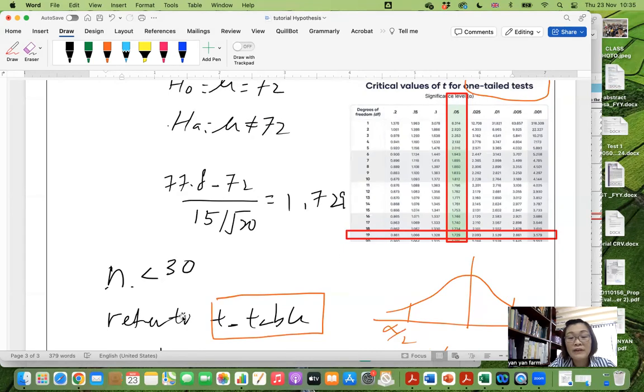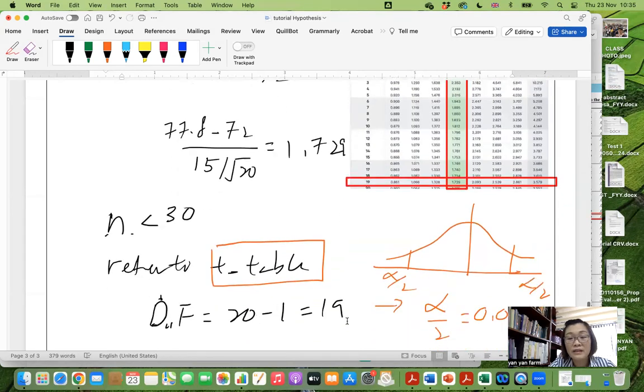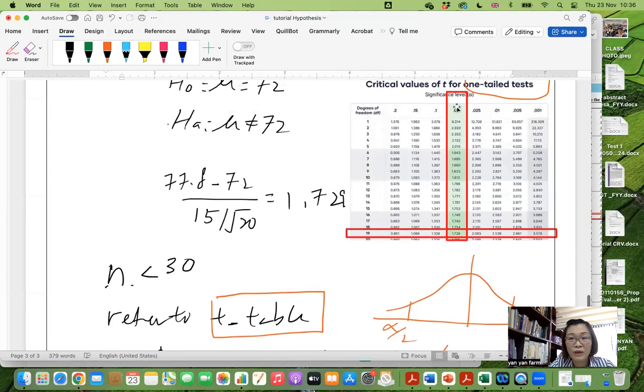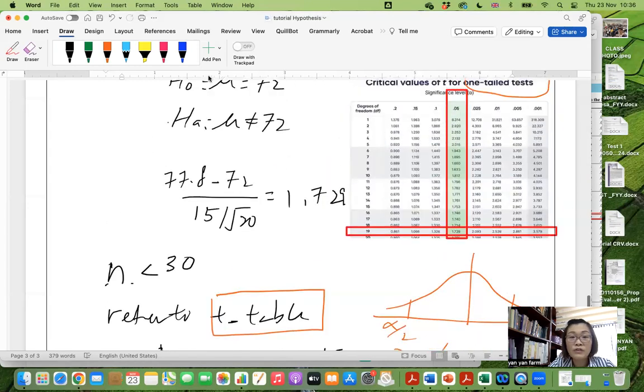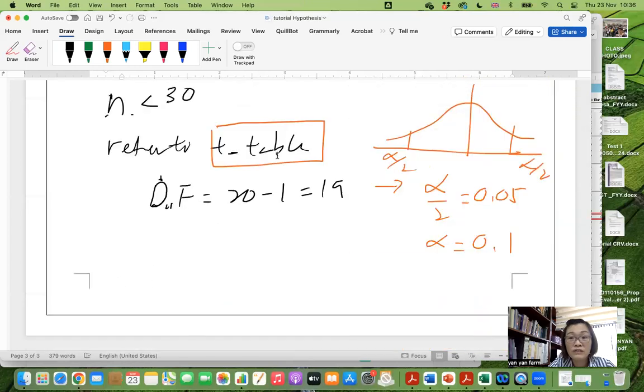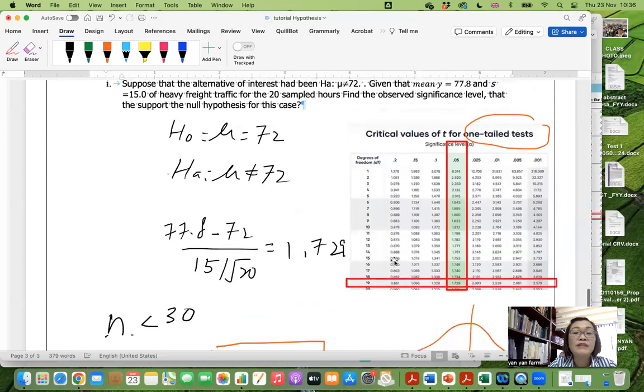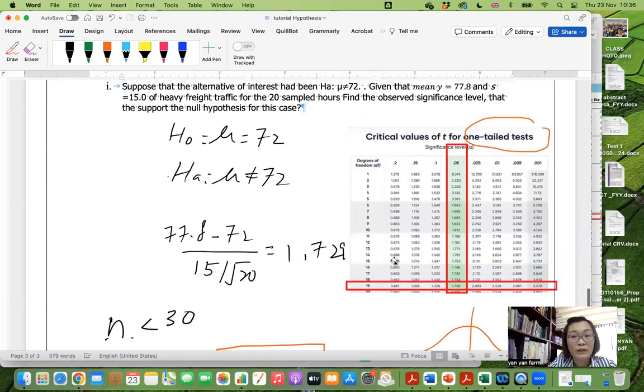Our DF is 19 because we have 20 samples, and what we have here is 1.729. You are lucky because it's very straightforward. So your significance level is 0.5. But because the alternative is not equal to 72, you have to times 2, since each of them is alpha over 2. Therefore, your significance level is 1.